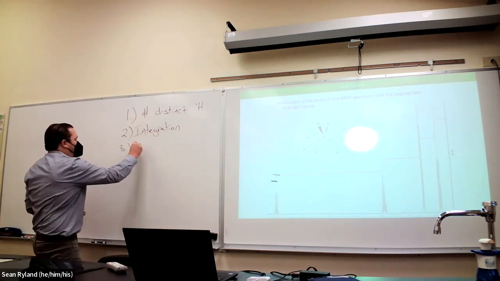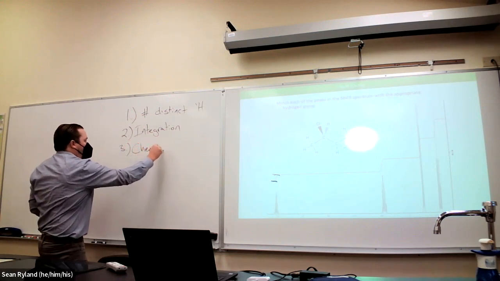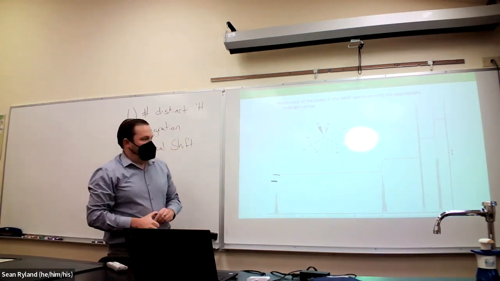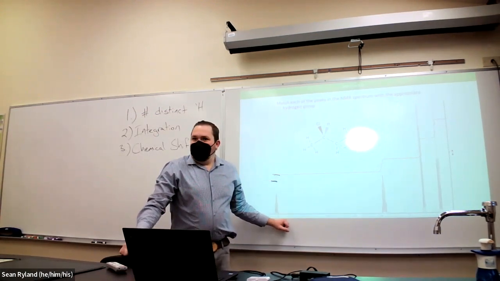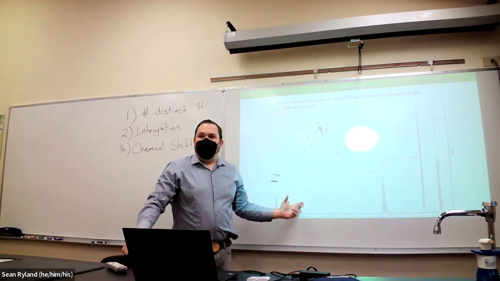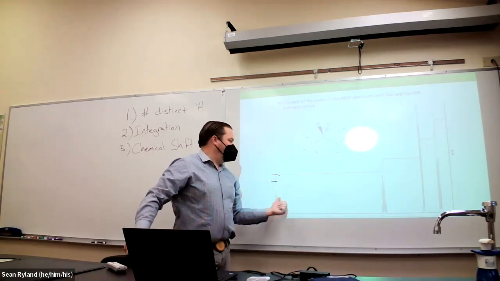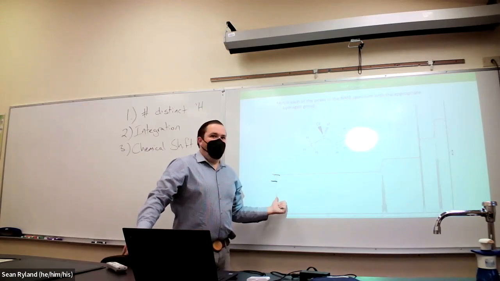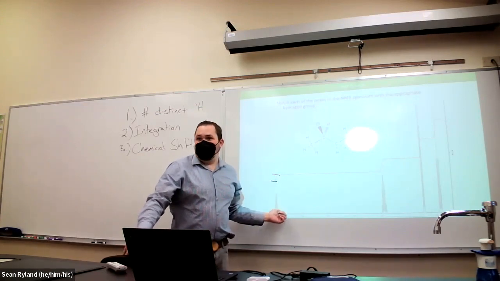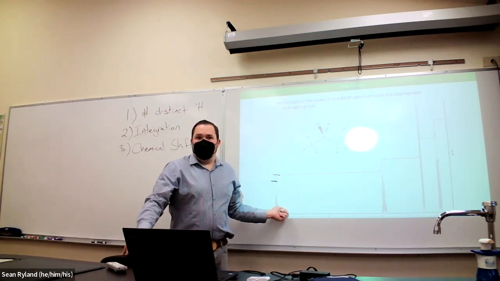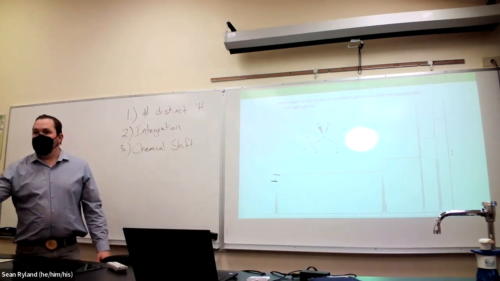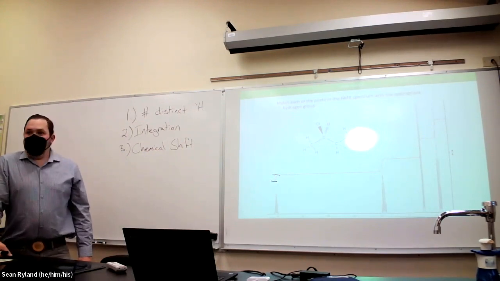The chemical shift, basically how far to the right or the left it is, tells us a lot about where the electron density is, because the further it is to the left, the more deshielded it is. So the closer it is to an electron withdrawing group, to something really electronegative. And again, certain functional groups have very distinct areas where they show up.